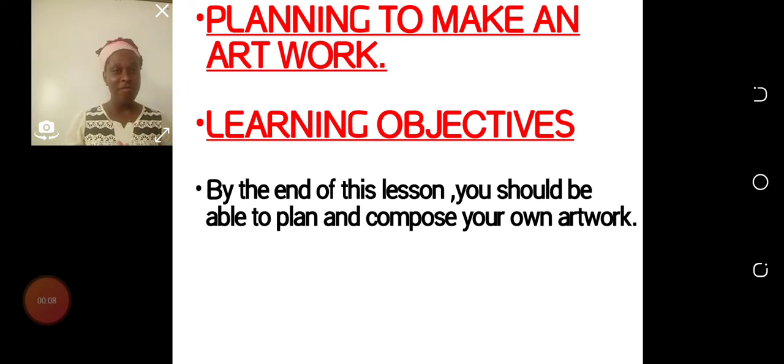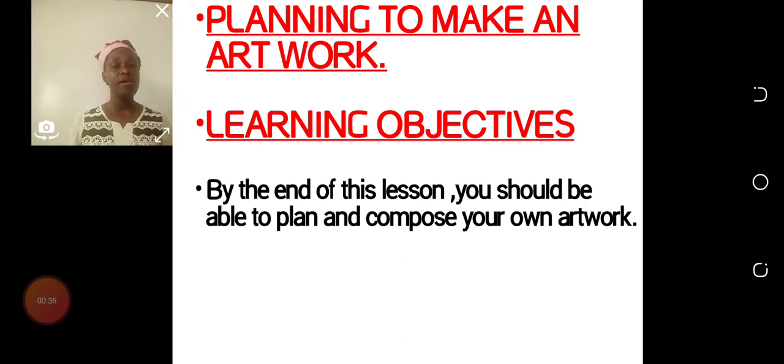Today we have creative arts, and our topic for today is how to plan, make, and compose your own artwork. Let's look at our learning objectives for today. By the end of this lesson, you should be able to plan and compose your own artwork. Good. Let's revise from the previous lesson.